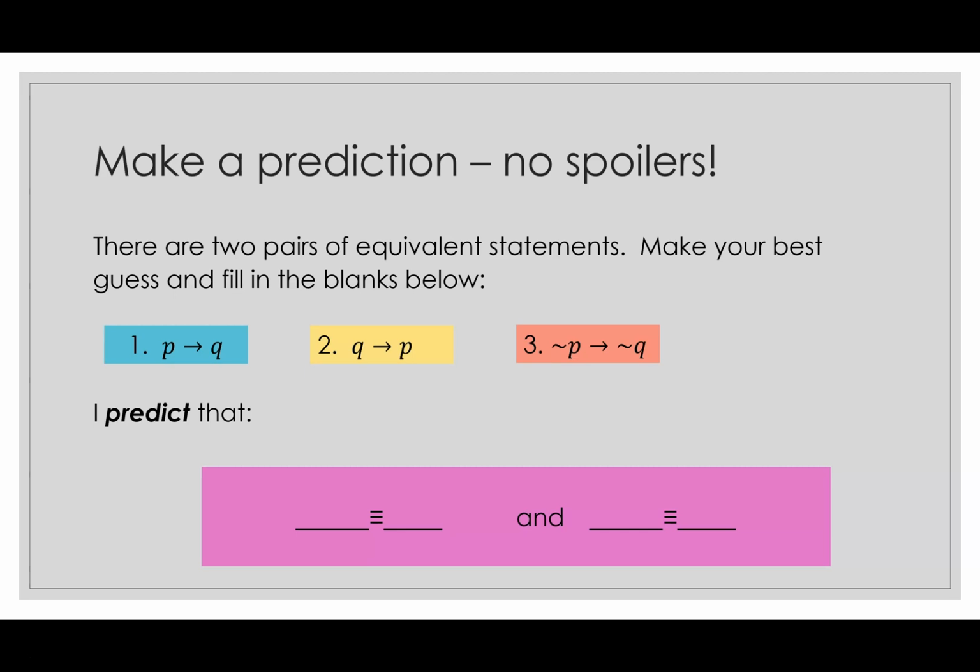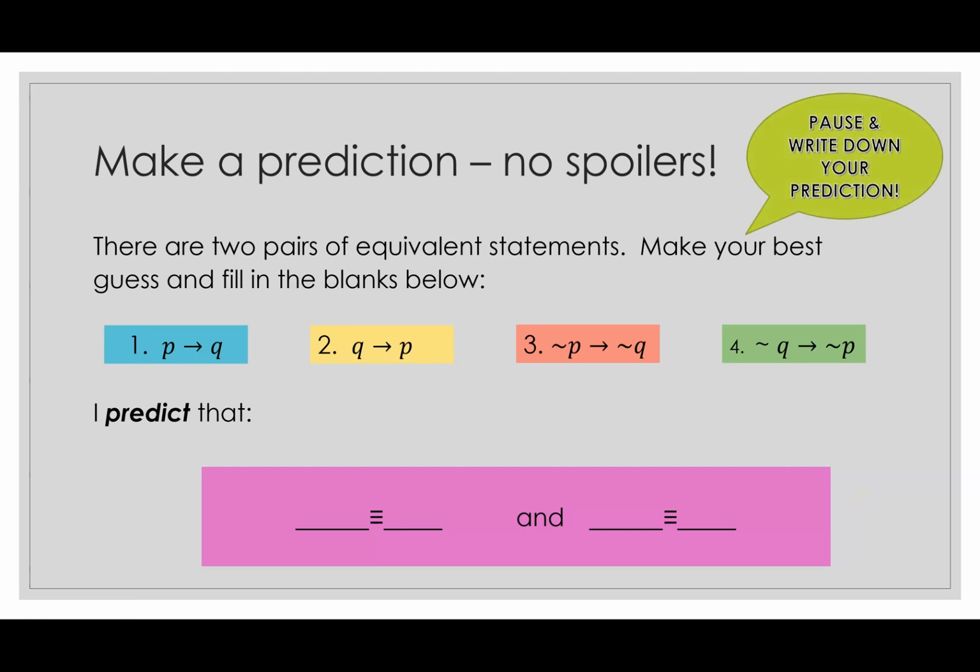And then the fourth one, you got it. I am going to switch that order: if not Q, then not P. So which pair are equivalent? And there are two pairs of equivalent statements here. Go ahead and pause the video and write down your prediction.